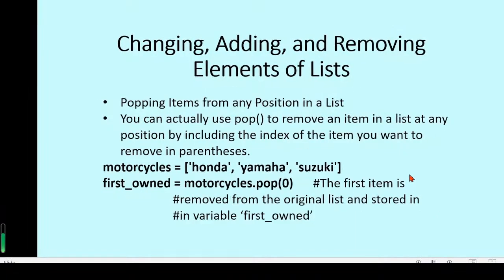Popping items from any position in a list. You can actually use pop to remove an item in a list at any position by including the index of the item you want to remove in parentheses. So this is the list with 3 motorcycles. So we can pop 0. So the first item is removed from the original list and stored in a variable called first_owned.